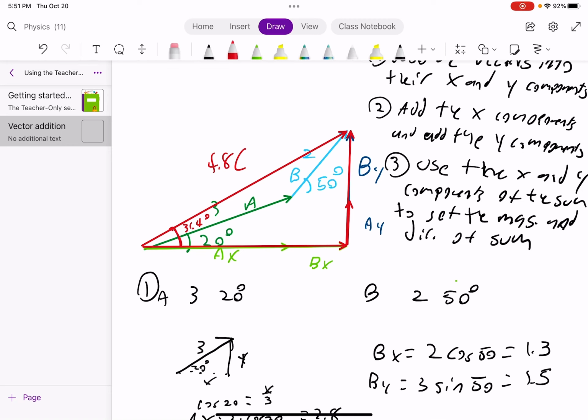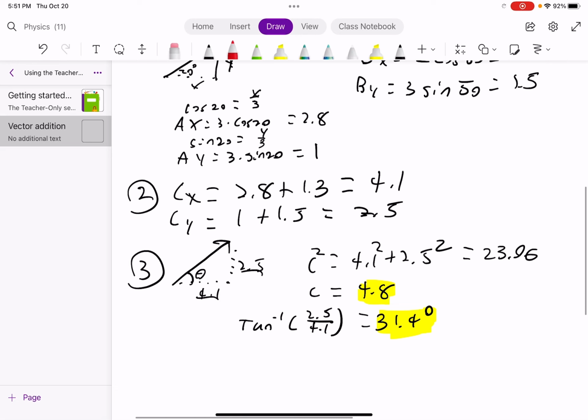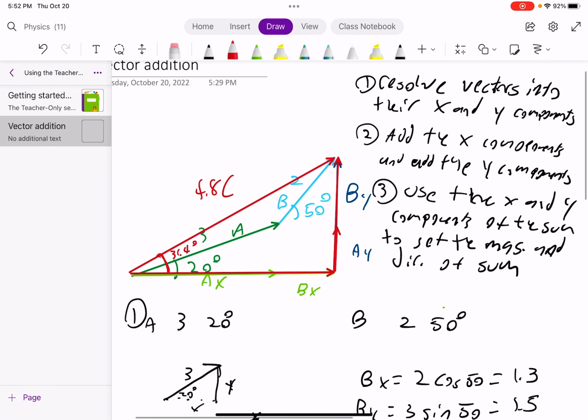That is how you add vectors. You resolve the individual vectors into their components. You add the x's together, then you add the y's together. That's what we did in step 2. And step 3 is you use the sums 4.1 and 2.5 in order to find the magnitude and direction of the sum vector, the main vector, which you are looking for.